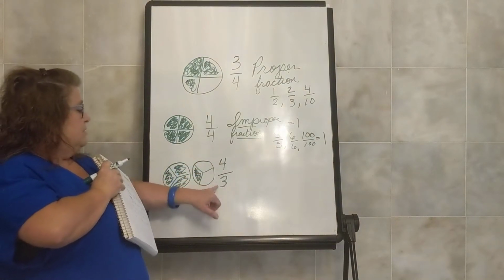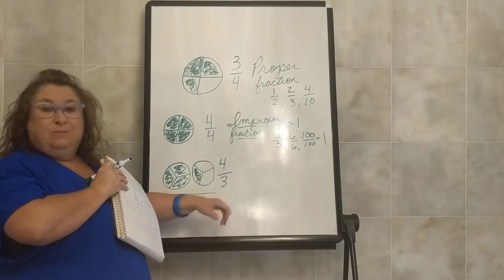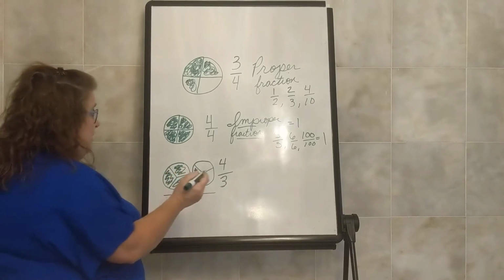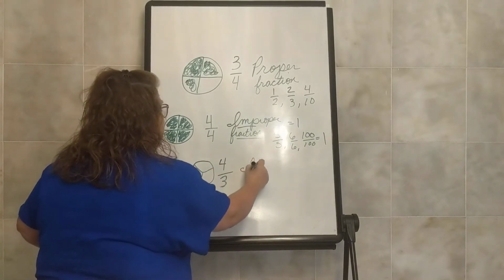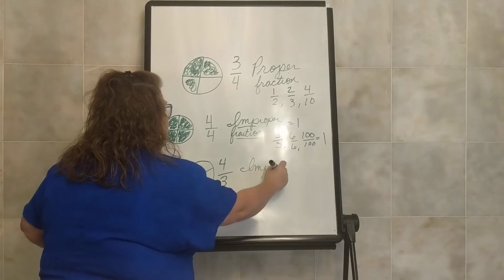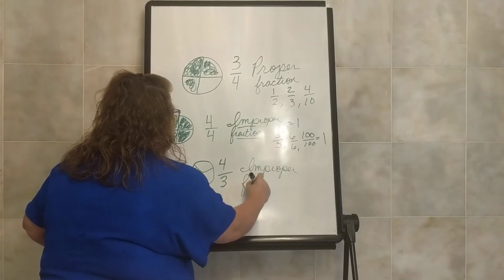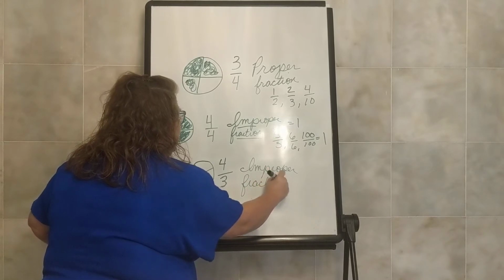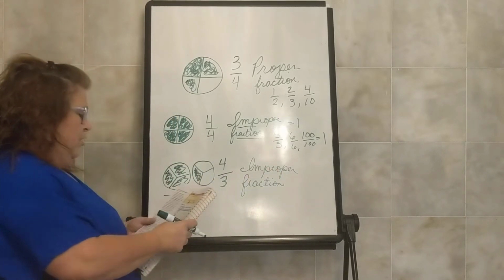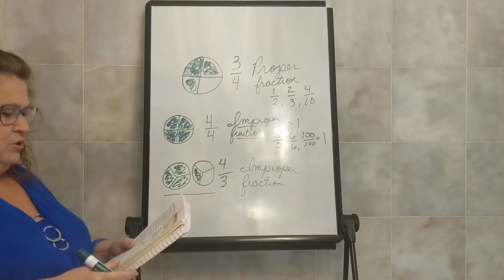Is my numerator smaller than my denominator? No, it is not. So that makes this fraction an improper fraction. Anytime that your numerator is larger than your denominator, it is an improper fraction. Okay, so that is what we're doing today.